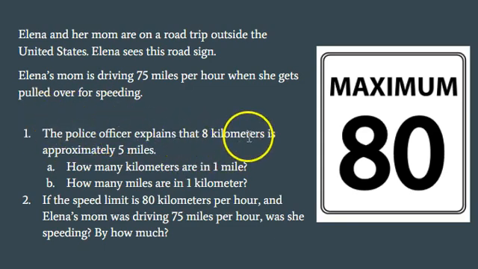Number 1, the police officer explains that 8 kilometers is approximately 5 miles. How many kilometers are in 1 mile? Well, we have to divide that out, right? How many times? So really, we could think of it as a fraction, couldn't we? It's an 8:5 ratio.